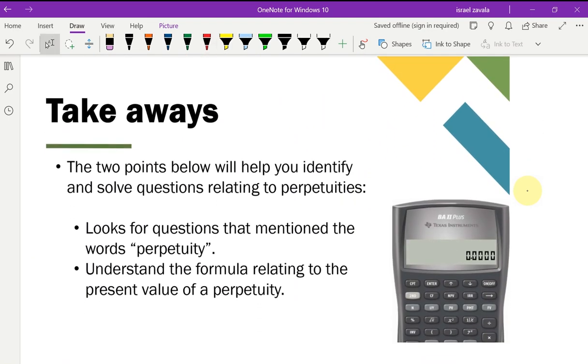So a few takeaways. Okay, look for questions that mention the word perpetuity, obviously, and understand the formula relating to the present value of the perpetuity. It's as simple as that.